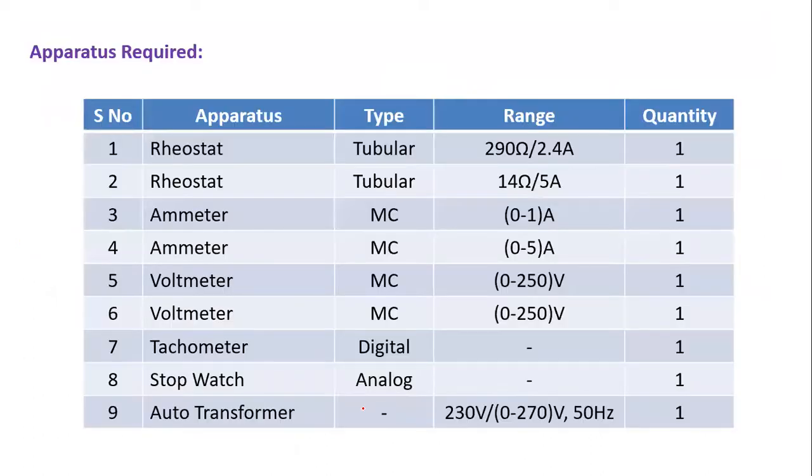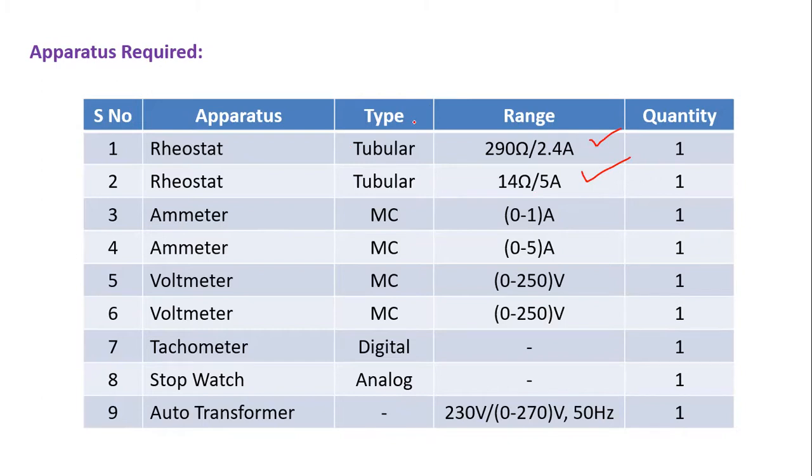Coming to the apparatus required, the rheostat type is tubular, and we are using 290 ohm by 2.4 amperes. This rheostat we are using as a field rheostat. Next, the rheostat tubular 14 ohm 5 amperes, we are using as an armature rheostat. Two rheostats we are using: one as a field rheostat, one as an armature rheostat. Field rheostat is 290 ohm by 2.4 amperes. Armature rheostat is 14 ohm by 5 amperes.